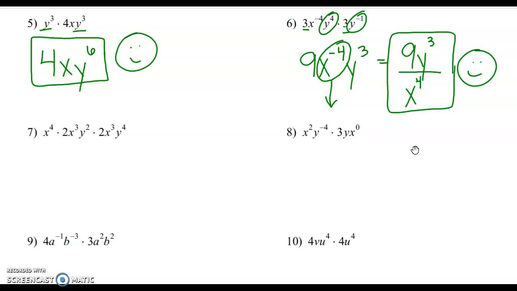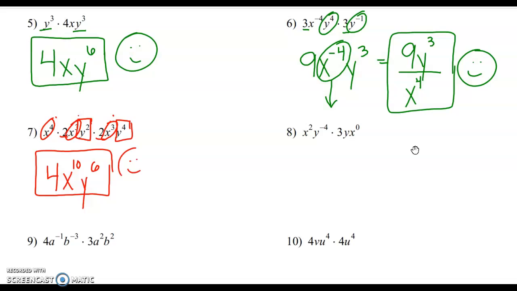Number 7, numbers. I've got 2 times 2, which is 4. Here's x's, and here's x's. I've got 3 groups. When I multiply like bases, I add the exponents. So 4 plus 3 is 7, plus 3 is 10. Y to the, I've got y's here and y's there, so 2 plus 4 is 6. So I have 4x to the 10, y to the 6.